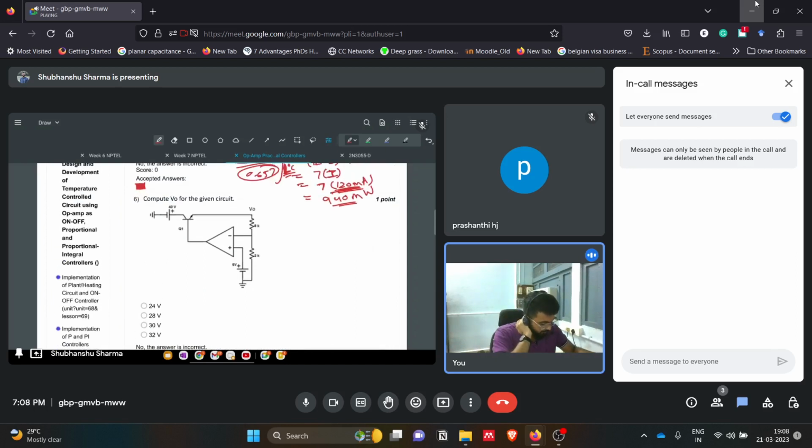So question 6. Compute V naught for the given circuit. This is V naught. They have given us a Q1 transistor, an op-amp, a 6 volt supply, a 2K resistor and 8K resistors. A 40 volt supply is connected to the collector of this transistor Q1.